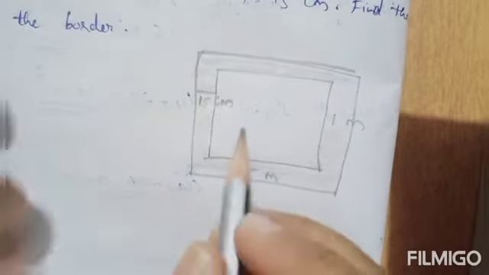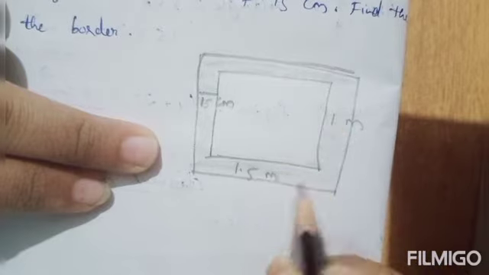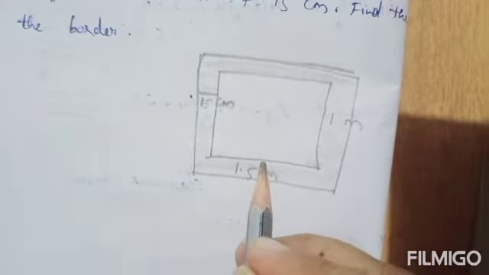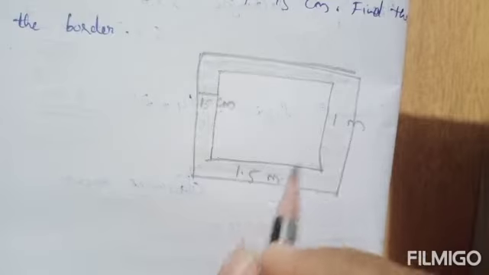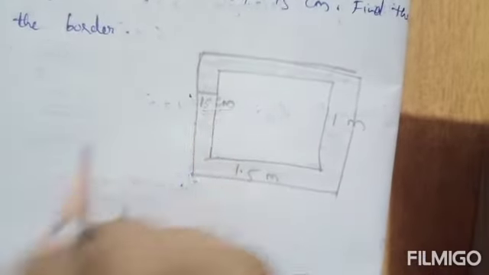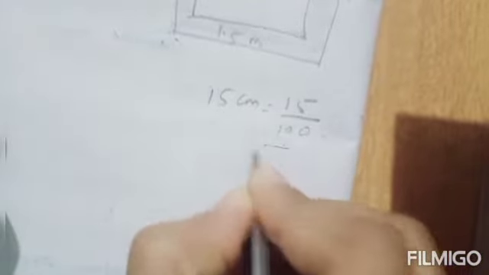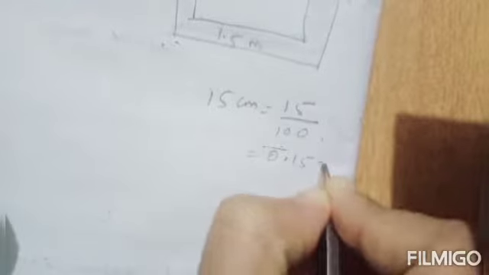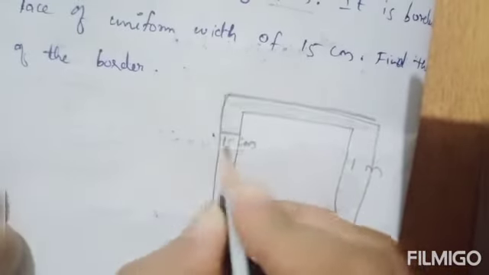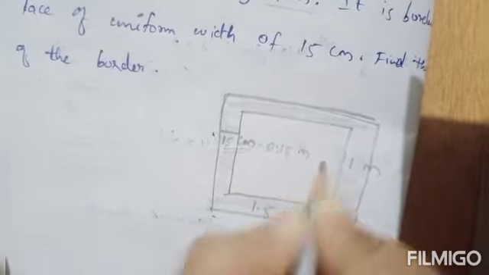Now you can see here this width is given in centimeter, while the length and width of the tablecloth are given in meter. So you have to make the unit the same first. Let us convert this 15 centimeter to meter. How can you convert to meter? Just divide by 100. So 15 by 100, you will get 0.15 meter. So in place of 15 centimeter, you can use 0.15 meter.